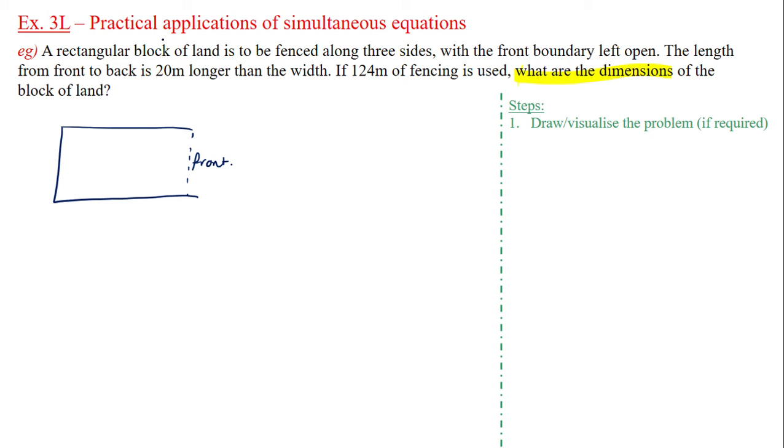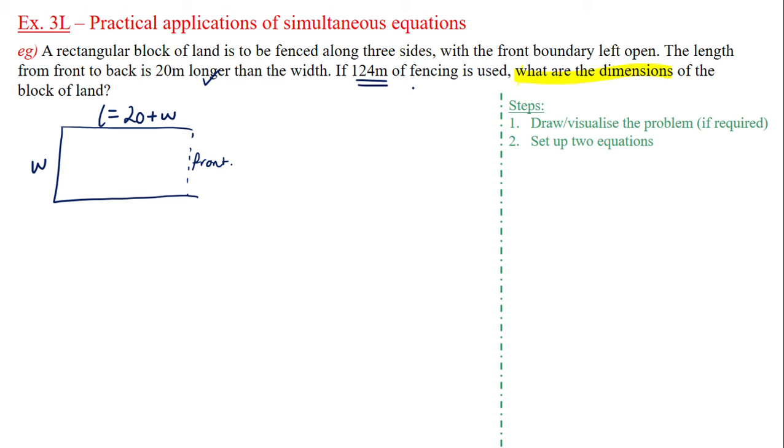The length from front to back is 20 meters longer than the width. So the length is 20 meters longer than the width, this being our width. If 124 meters of fencing is used, we're looking for the dimensions of the land. Cool. So we've used this part here. This bit here is still needing to be used.